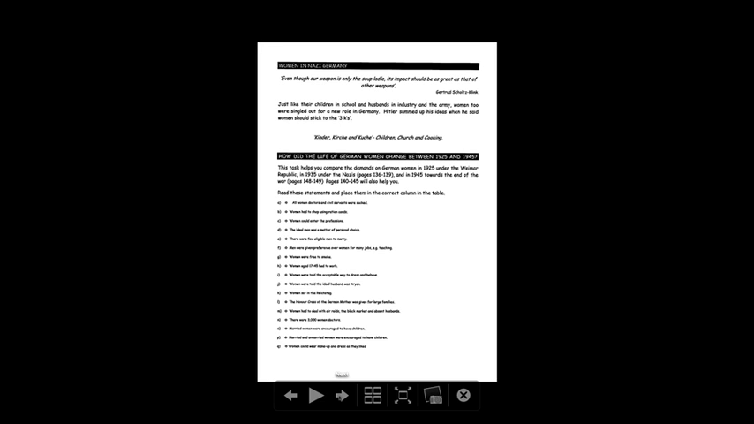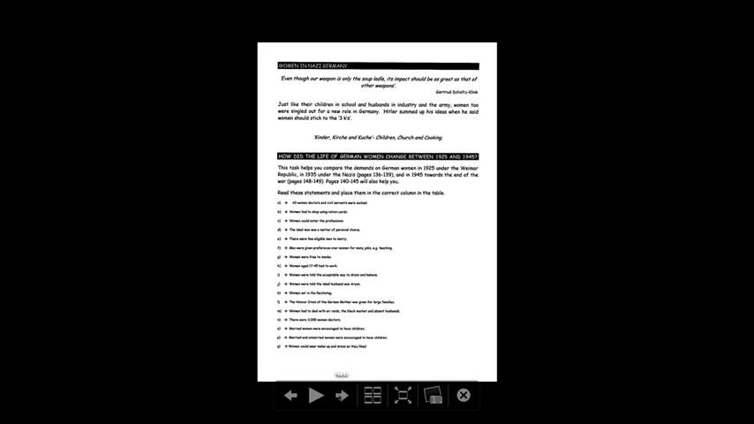Women in Germany. Women make up half the population, normally. In Germany, in the 1930s, it was even higher because so many men had died during the Great War. Even though our weapon is only the soup ladle, its impact should be as great as that as other weapons.